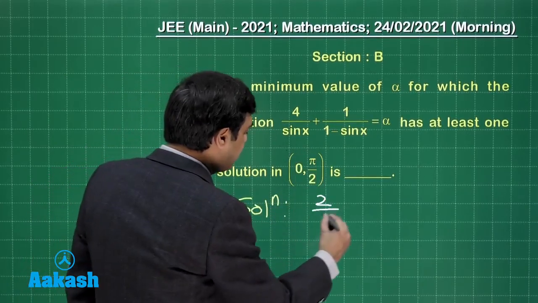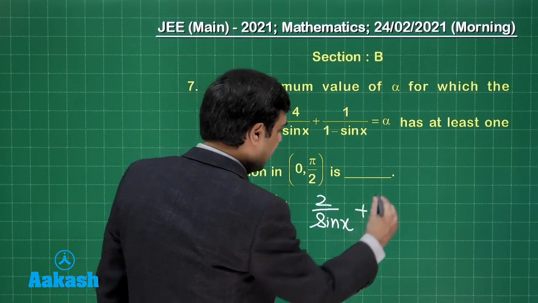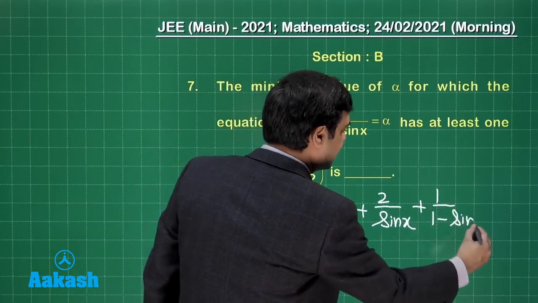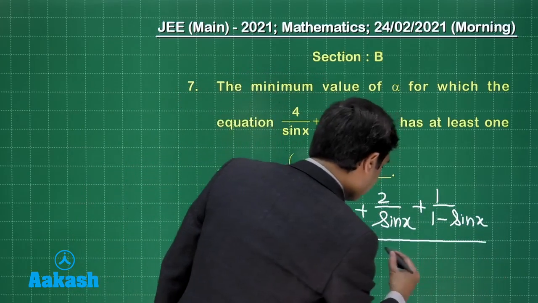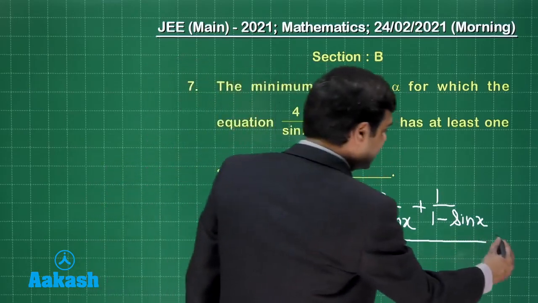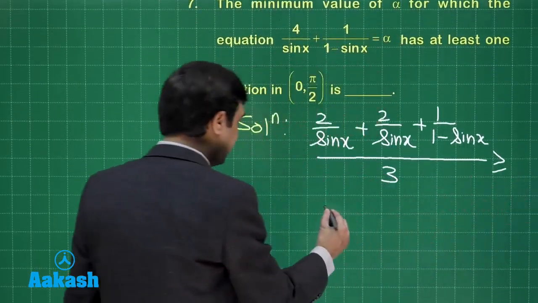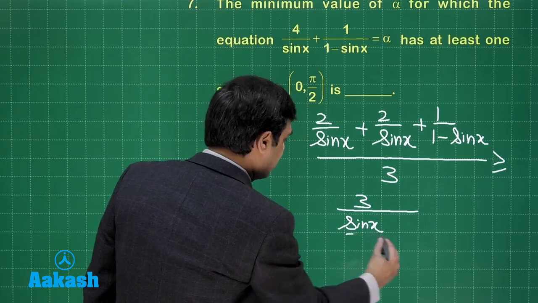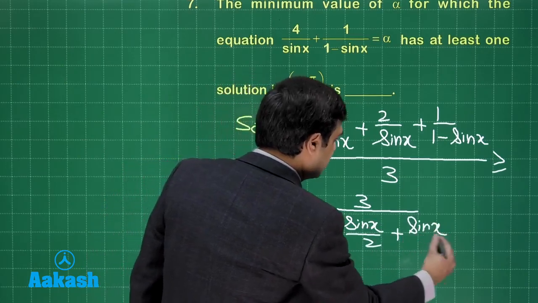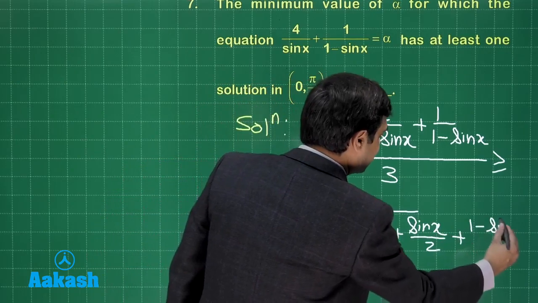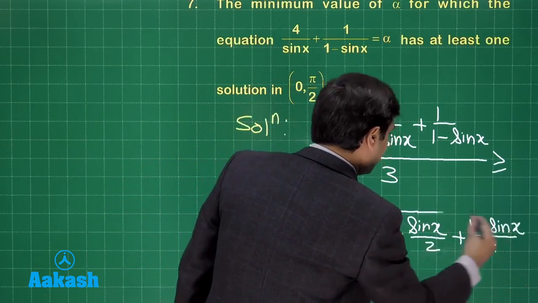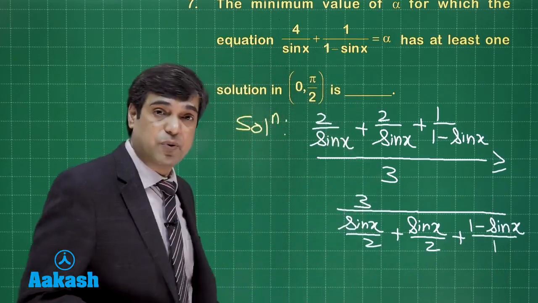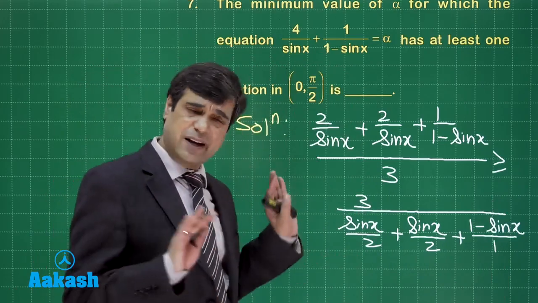Say I write it as 2 upon sine x plus 2 upon sine x plus 1 upon 1 minus sine x, divided by 3, arithmetic mean of 3 numbers. This is greater than or equal to their harmonic mean. That means 3 upon, we can write, sine x by 2 plus sine x by 2 plus 1 minus sine x by 1. Otherwise, we can also plan by simply finding its derivative using the maxima-minima approach, so that we can plan for the minimum value in the interval. That way we can do it.